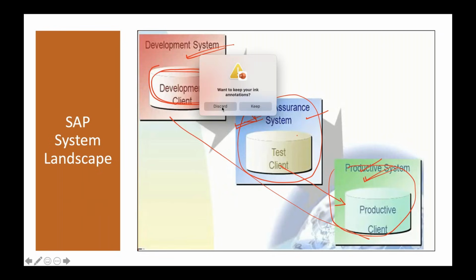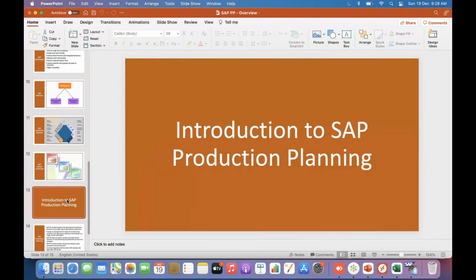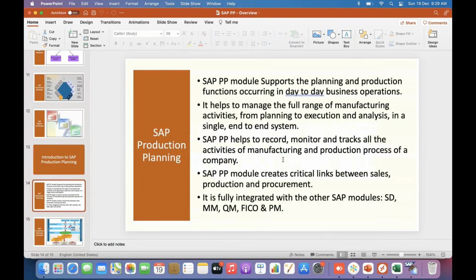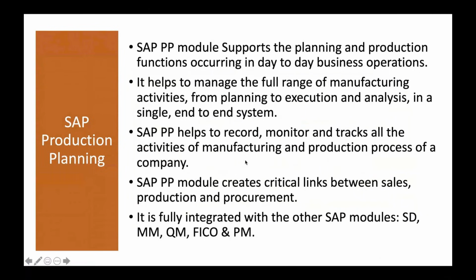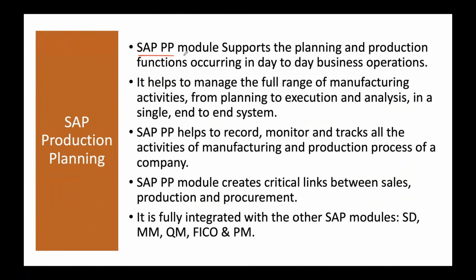So now we will talk about the PP module. Okay, so now we understood all the modules in SAP. So now we will talk about the PP module. What is the PP module, what are the functionalities offered in the PP module, everything we will discuss now. Basically, the SAP PP module supports the planning and production functions occurring in day-to-day business operations. So the PP module in SAP supports both planning and manufacturing, production.